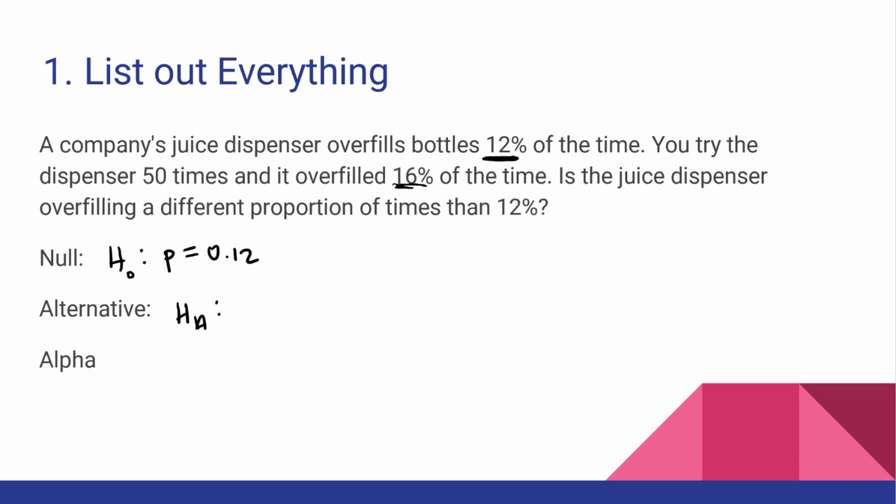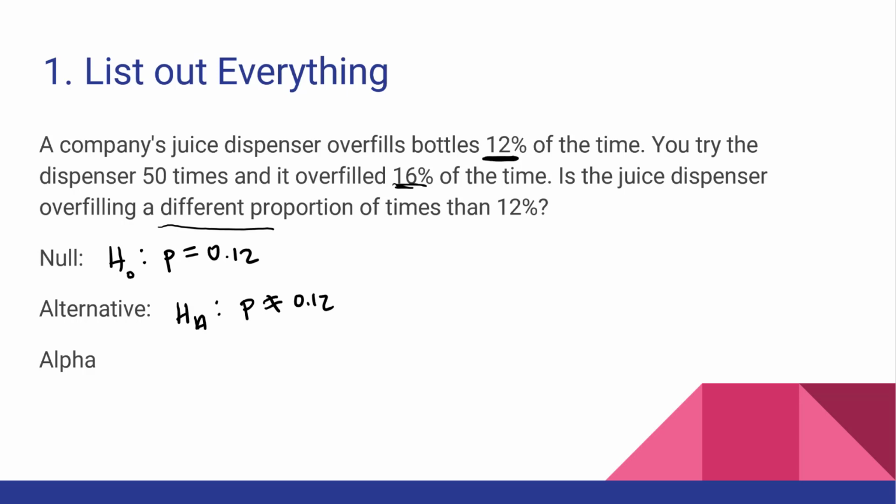Next we have our alternative hypothesis, or H sub A. What will we decide if the true proportion is not 12%? If you look at the question, it says, is the juice dispenser overfilling a different proportion of times than 12%? So it's only asking if P is not equal to 12. So that is our alternative hypothesis. P is not equal to 12.